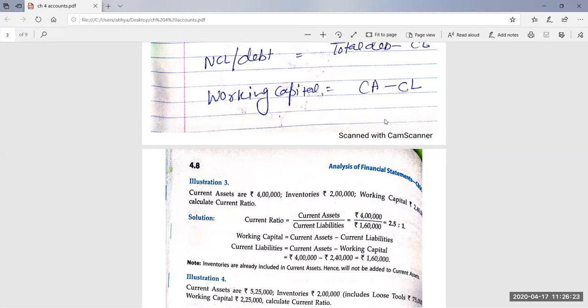Now here inventory is given. That is an extra item, we need not do anything, because when we have considered current assets, it's a whole concept. Whole concept means all the subheads of current assets are already included in it. No need to include any subhead of current assets individually when the total of the current assets or current liability is given. So it will be of no use. Now current liability has come 1,60,000. So the answer will be 4 lakh upon 1,60,000, which is equal to 2.5 is to 1.